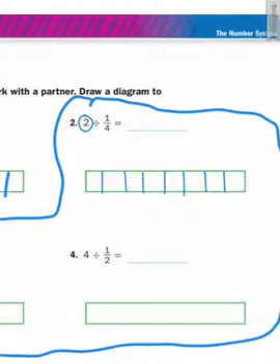All right, next, the answer is going to be, how many of those fourths do you have? So if I count them up, I have 1, 2, 3, 4, 5, 6, 7, 8. My answer is 8. I have 8 of those pieces.